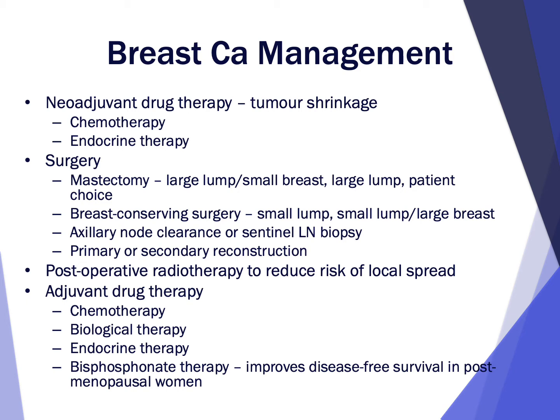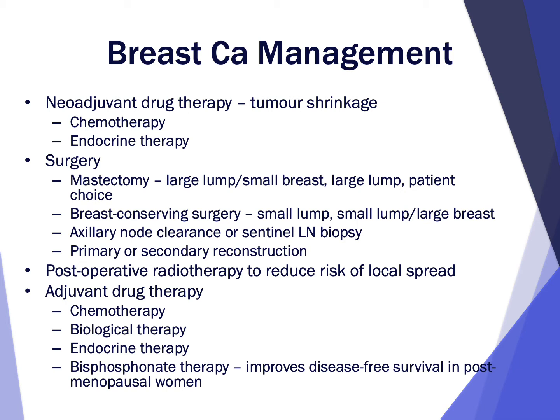So in terms of breast cancer management, some patients, depending on the size of the lump or the size of the breast, might have neoadjuvant drug therapy before going for surgery. And the aim of this is to shrink the tumour to allow for a less radical surgery. So there's either chemotherapy with your cytotoxic drugs, or there's endocrine therapy, and it's the endocrine therapy that is dependent on whether the patient is ER, PR, or HER2 positive or negative.